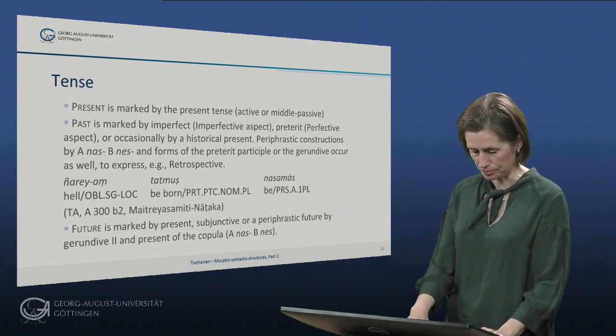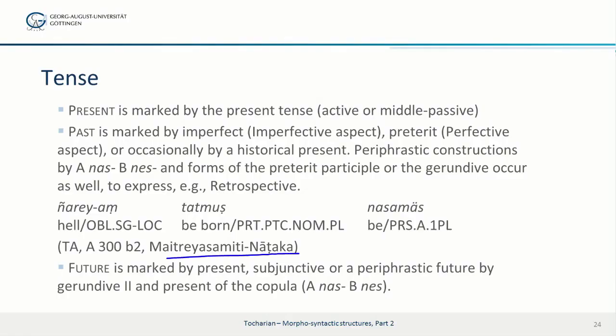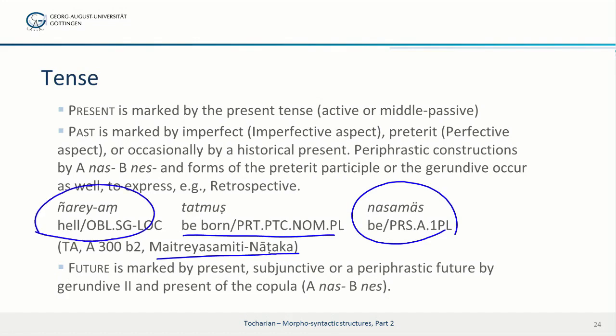So here we have from the Maitreya Samhita Nataka, we are born in hell, which is a typical example of the retrospective.